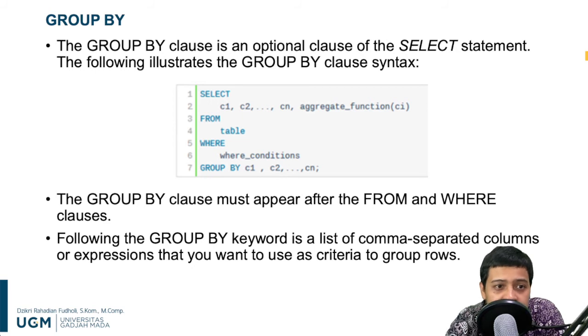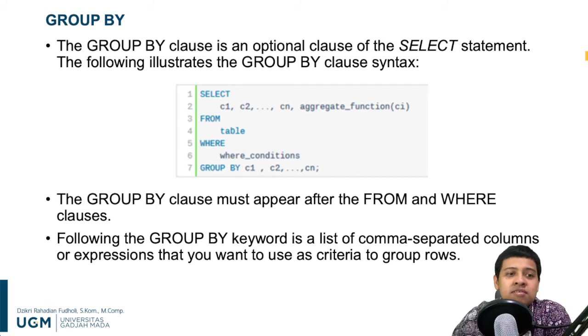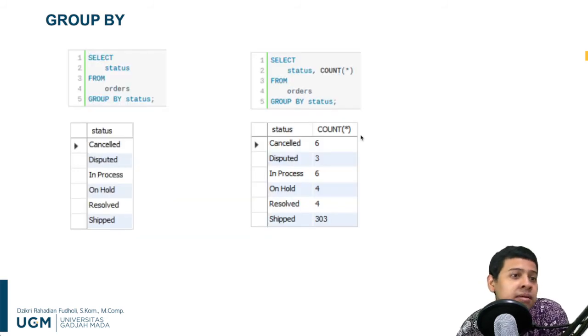Following the GROUP BY keyword is a list of comma-separated columns or expressions that you want to use as criteria to group rows. So you can fill it with a column or any other expression. Here is the example. We select status from orders group by status. If we are just selecting one column, this is just like SELECT DISTINCT status, because we just find the distinct values of the column status.